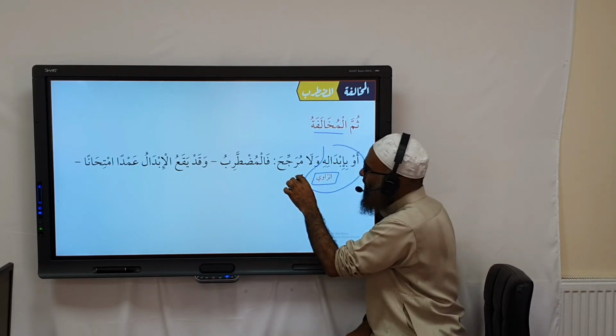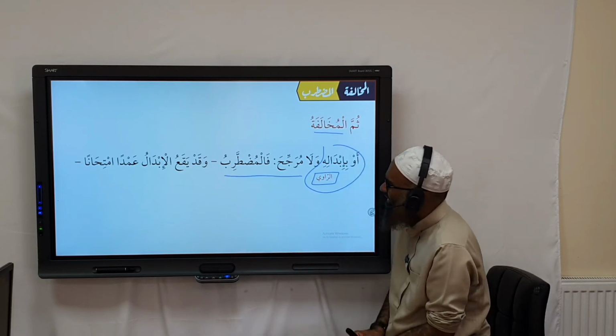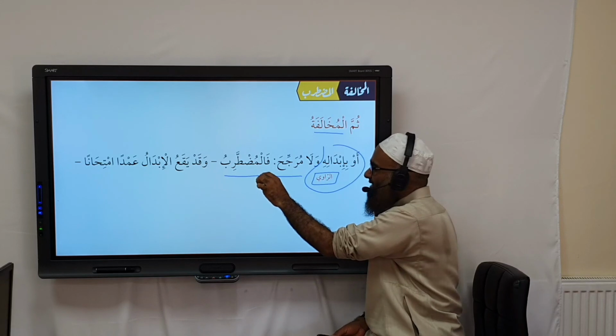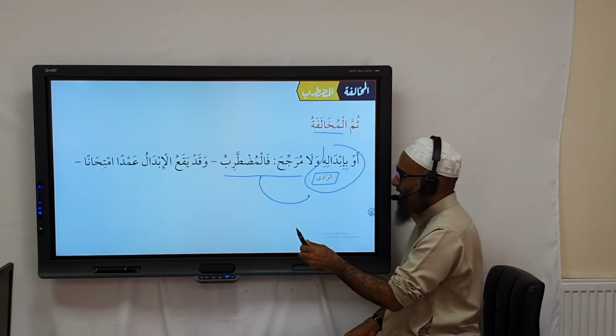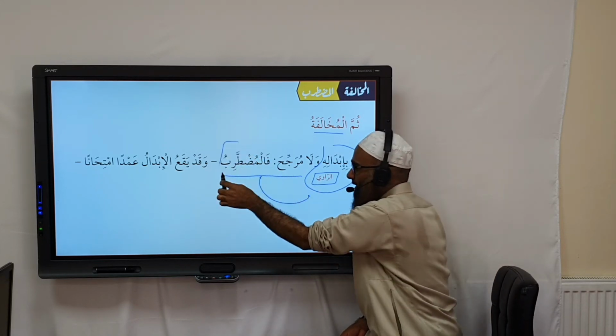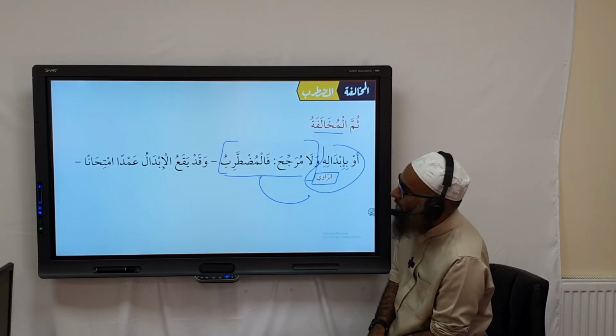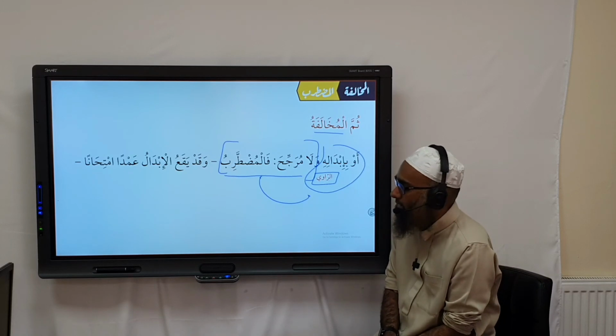Now here he says, وَلَا مُرَجِّحَ فَالْمُسْتَرِبْ. This la murajjiha is not necessarily linked to the ibdal, it's linked to everything. So we can just pause on this one for now, and we'll explain it at the end in the summary. وَقَدْ يَقَعُ الْإِبْدَالُ عَمْدًا امْتِحَانًا. So you can't do that.